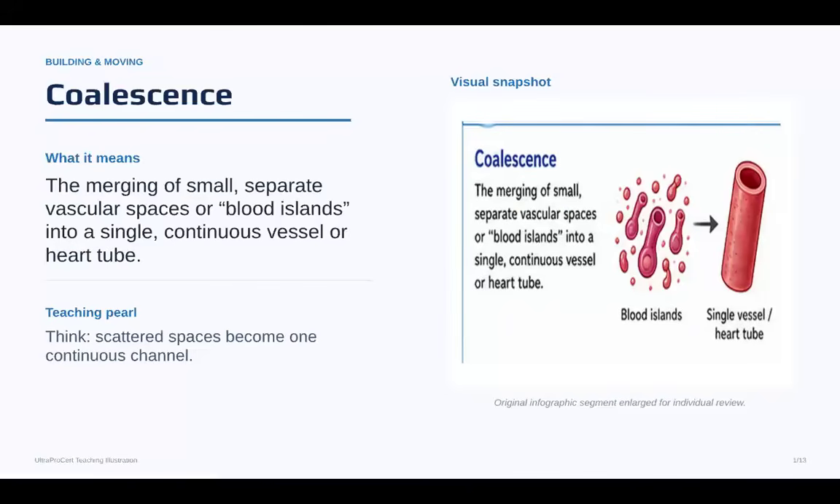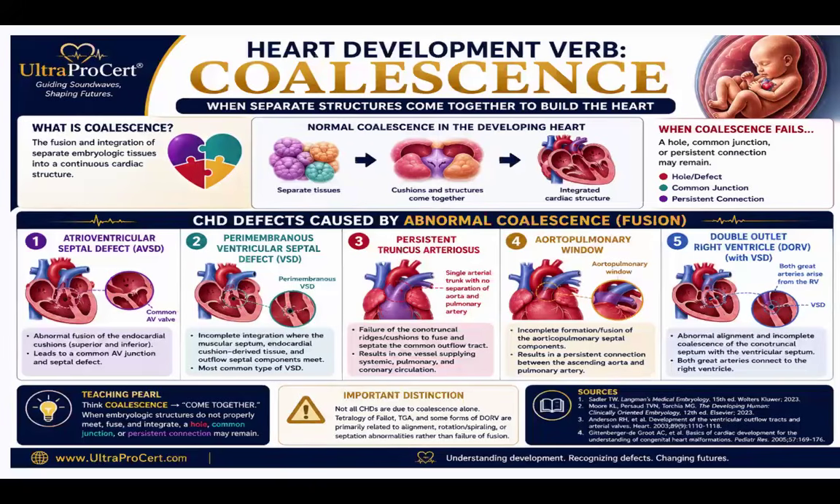Okay, now before there is a single heart tube, there is a merging of these vascular spaces or blood islands into this single vessel. That's known as coalescence. The merging of these small separate spaces will join together, and then we will have that single vessel heart tube. Now this fusion has to happen. If it does not occur, then we will never have the single heart tube.